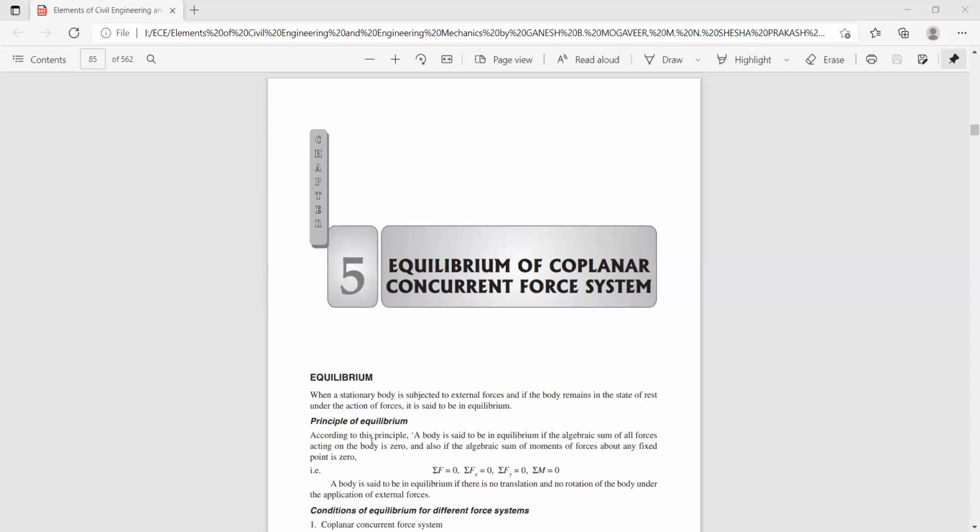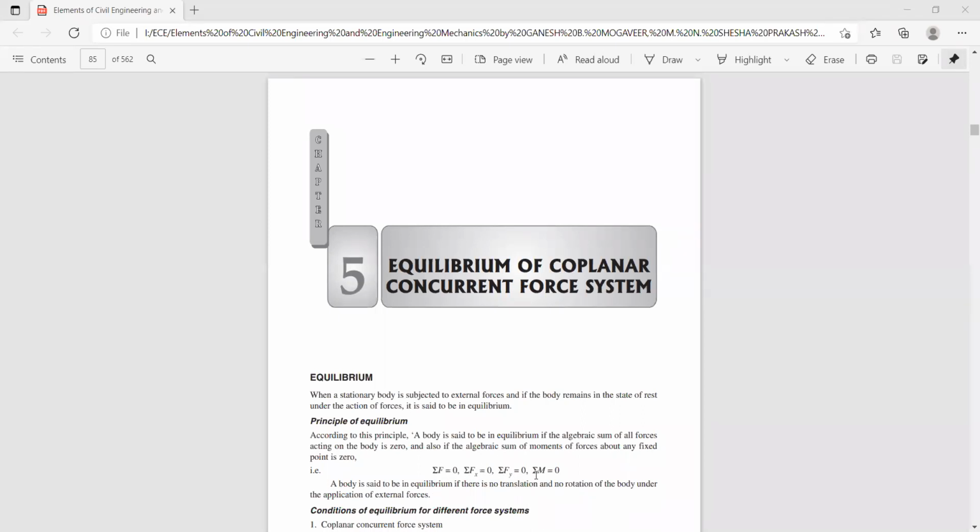Now, the principle of equilibrium. According to this principle, a body is said to be in equilibrium if the algebraic sum of all the forces acting on the body is zero, and also the algebraic sum of moments of the forces about any fixed point is zero. That means if you have a concurrent force system acting on a body, the necessary and sufficient conditions for equilibrium are sigma Fx is zero and sigma Fy is zero, and hence the sum of these, sigma F, is also zero. That is, the resultant value is also zero.